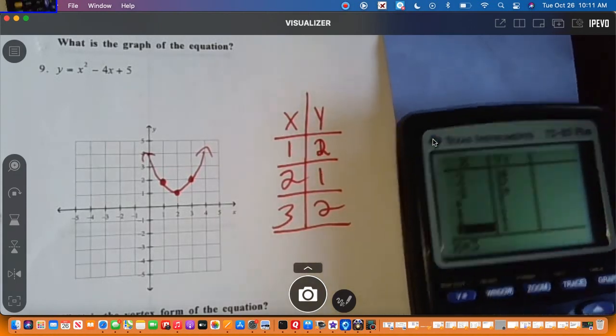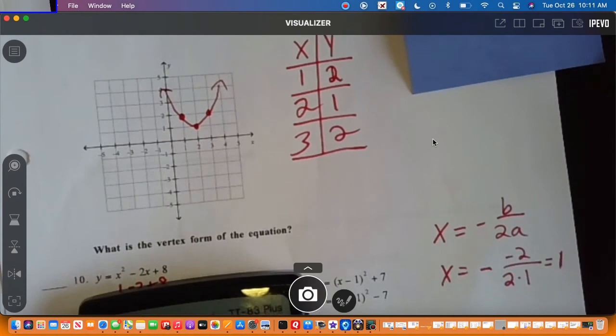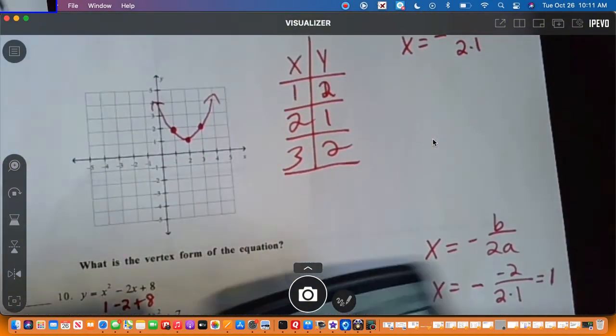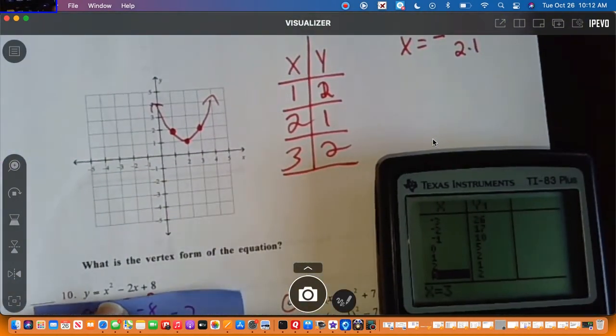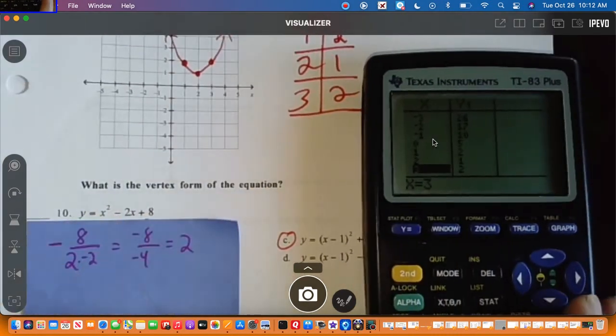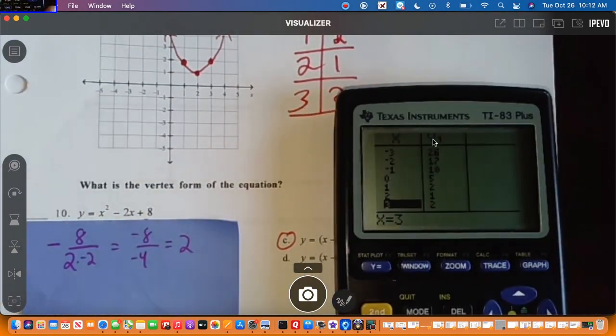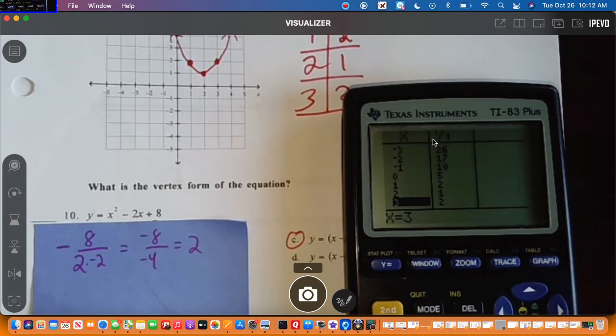Now, the next one, it says, I'm going to try and cover some of this. What is the vertex form? And I gave you my answer. Oh, well, we'll just try and cover up some of it. What is the vertex form? So we know number 10. Well, this is not the test, though. This is the review.